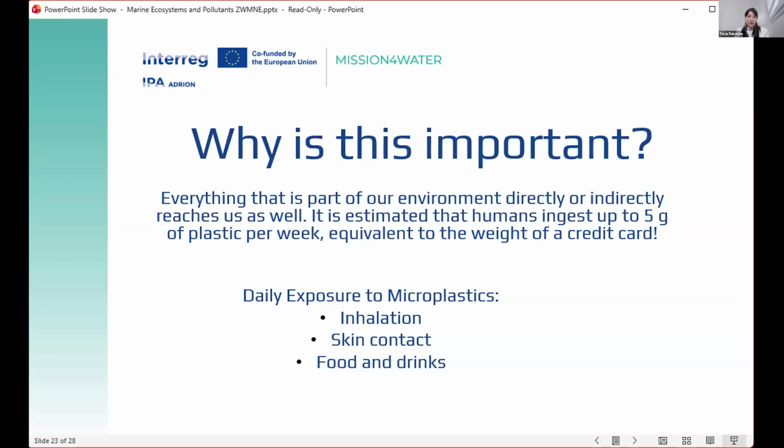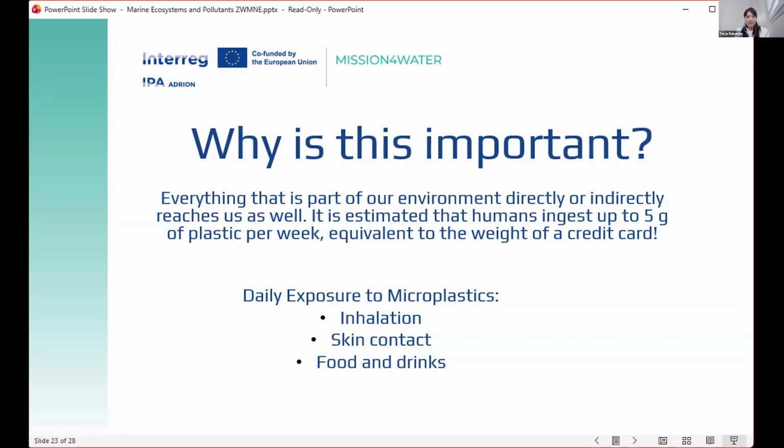When we talk about our daily exposure to microplastics, we can talk about inhalation. Microplastics are present in the air, especially in indoor environments where they accumulate through dust, textiles, ventilation systems, household dust, synthetic carpets, furniture, and hidden sources of exposure.